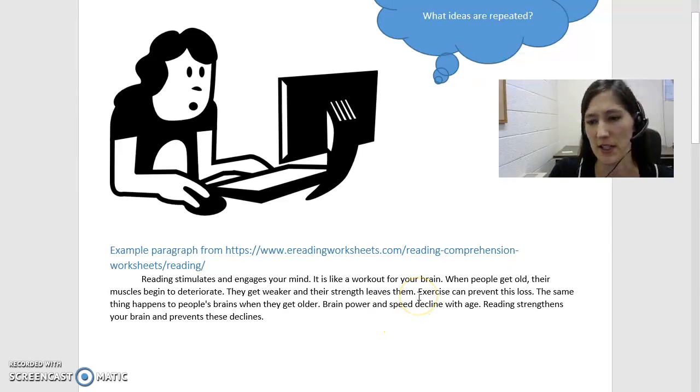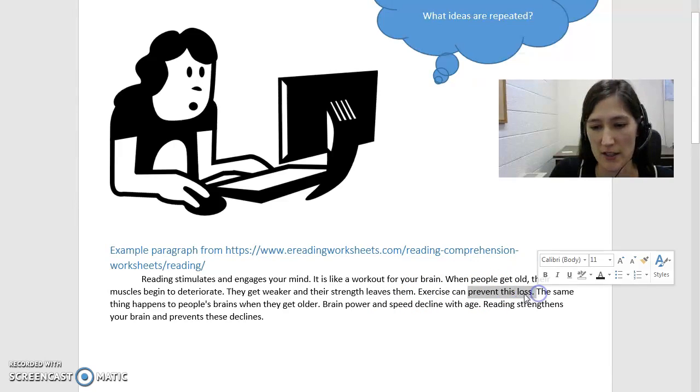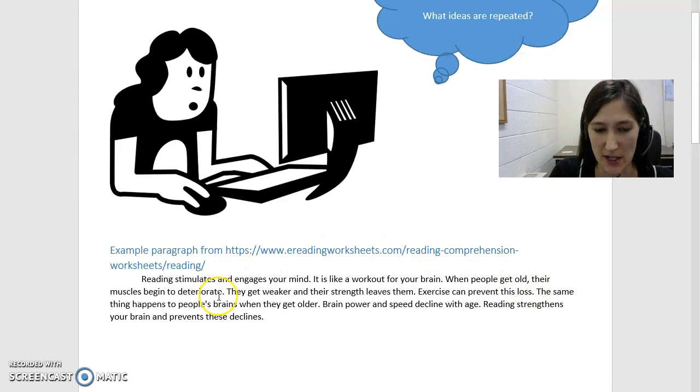Exercise can prevent this loss, right? Meaning the deterioration when your muscles get weak. The same thing happens to people's brains when they get older. Brain power and speed decline with age. Reading strengthens your brain and prevents these declines.